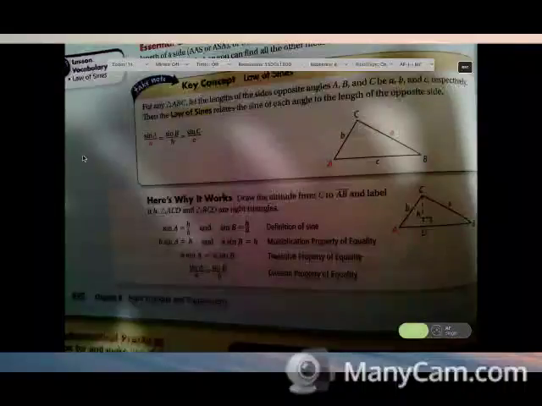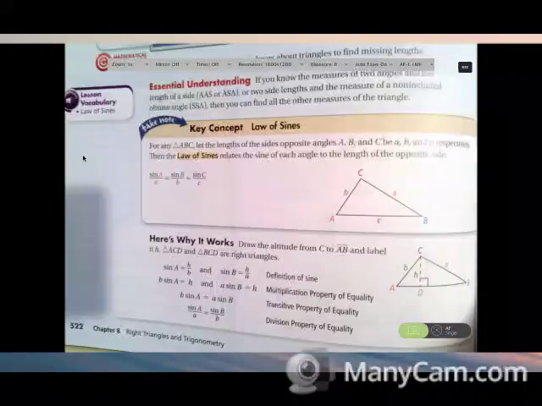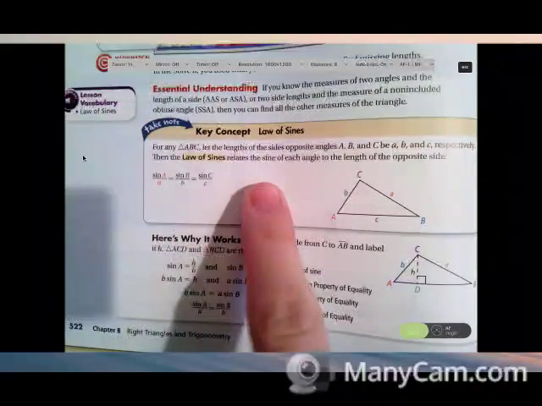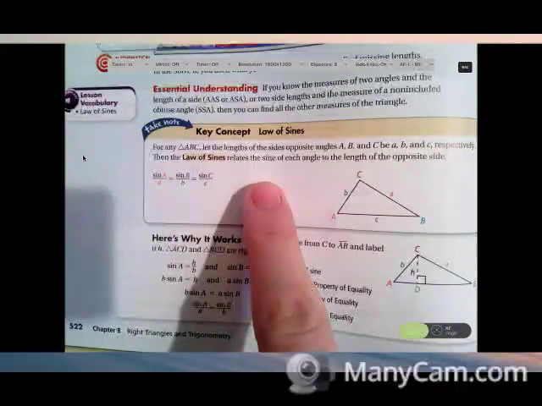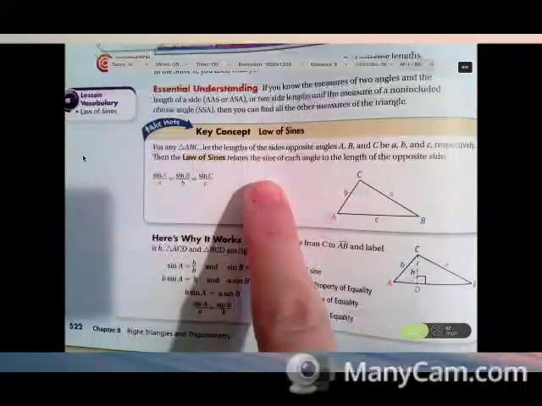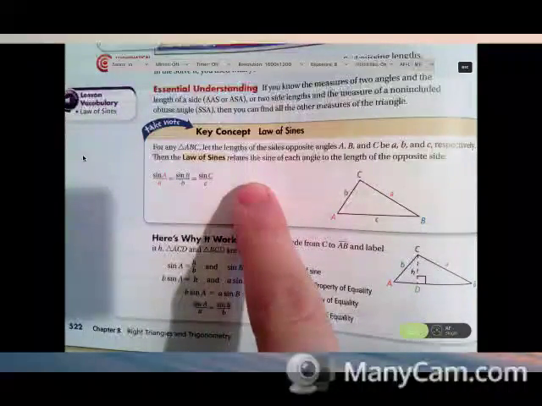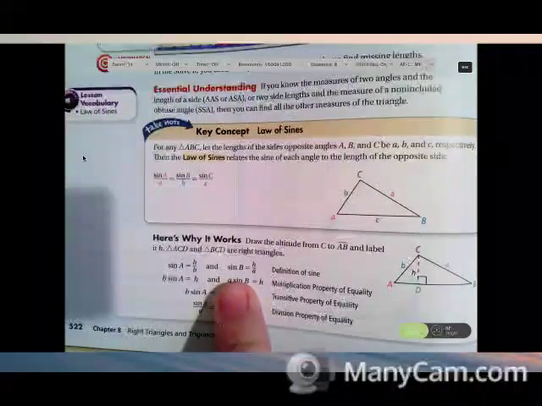This is section 8.5, Law of Sines. All right, so this is an important key concept. For any triangle ABC, let the lengths of the sides opposite angles A, B, and C be a, b, and c respectively. Then the law of sines relates the sine of each angle to the length of the opposite side.